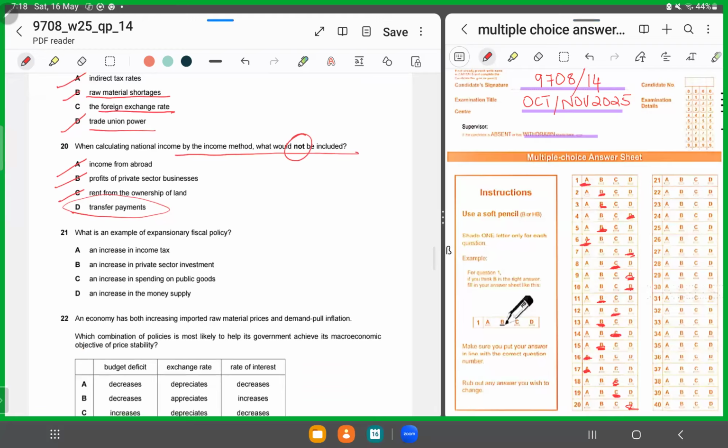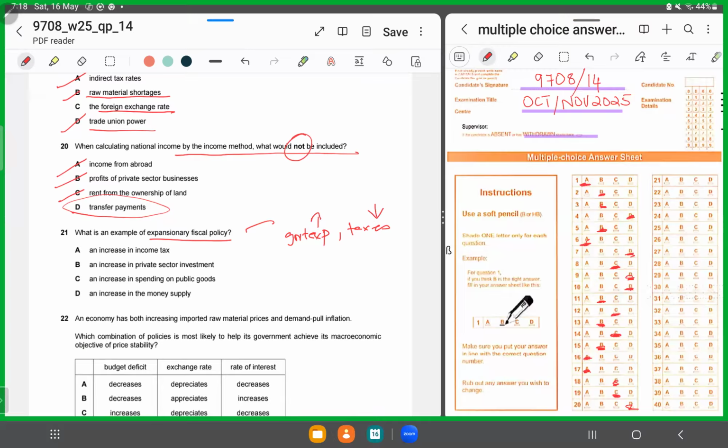21. What is an example of expansionary fiscal policy? Fiscal policy is what? In which we are talking about government expenditure and taxes, right? So when we are talking about expansionary fiscal policy, we are talking about increasing government expenditure and a fall in taxes. So now keep that in mind.